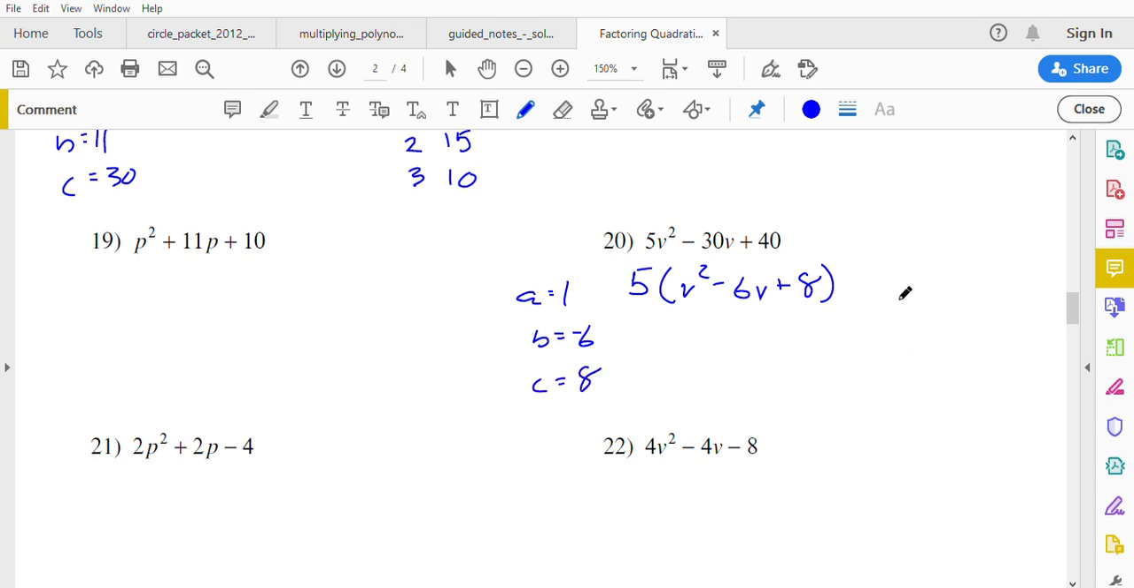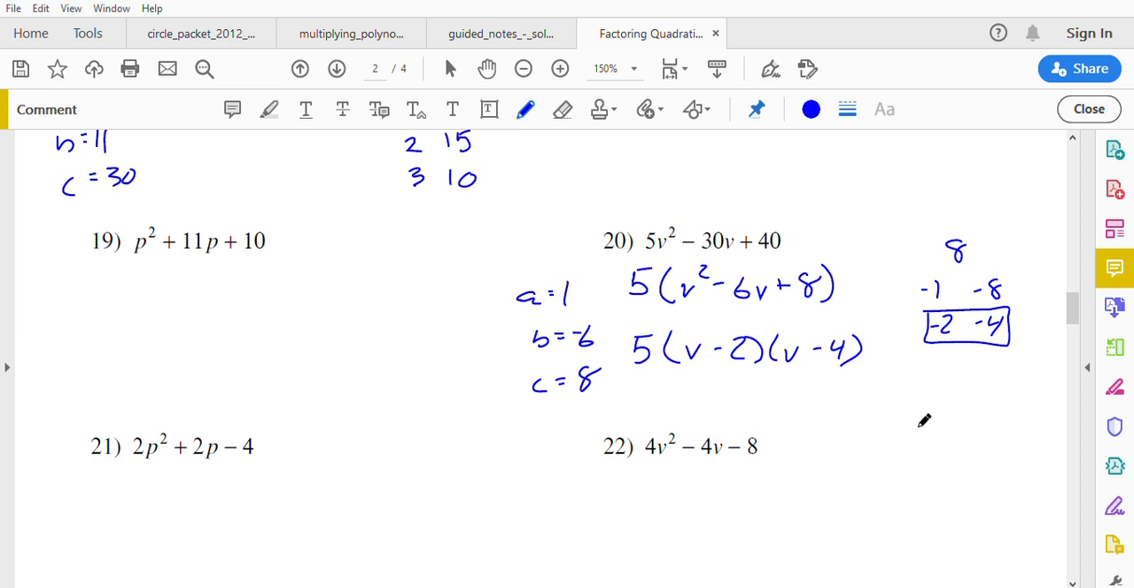So are there any factors of 8 that add up to negative 6? Well, again, since it's a negative 6, I only need to look at the negative factors. So negative 1, negative 8, that doesn't work. Negative 2 and negative 4, we can stop right there. Okay? So negative 2 times negative 4 multiplies to make positive 8 and adds up to negative 6. So what am I going to say? V minus 2 and V minus 4. Please don't forget to write this 5 on the outside.